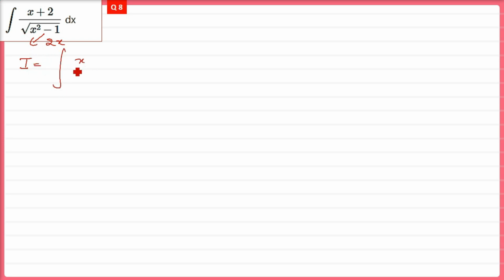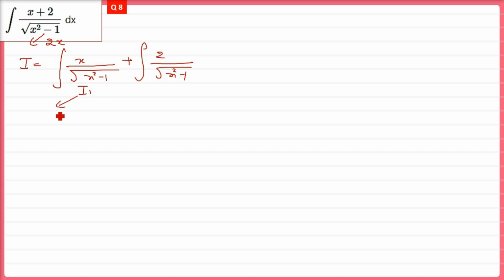There is the integration of x divided by under root x square minus 1. This is the first term. The second term will be 2 divided by under root x square minus 1. We are just separating them out. We have done nothing up till now. I'm taking the first one as I1.